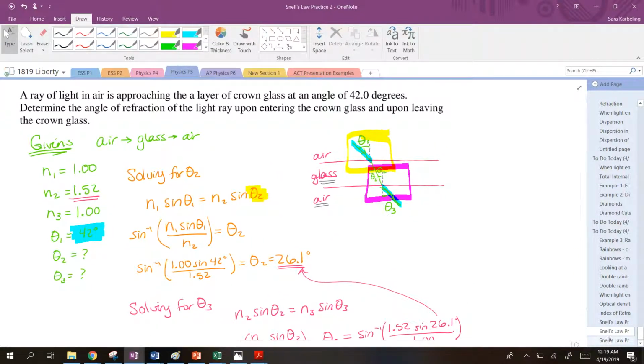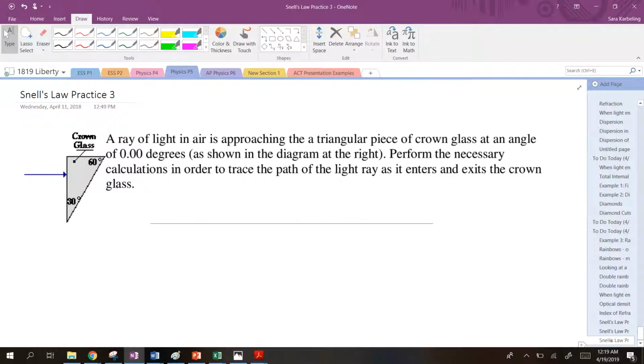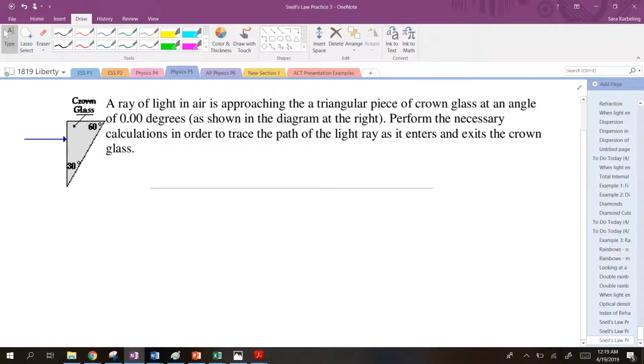Question 2, we're going to move on to number 3. Number 3 is kind of fun because it's got a piece of glass that is not flat. So in this case, we've got a ray of light approaching a triangular piece of crown glass. Hey, crown glass, we know that one. We've done that one already.